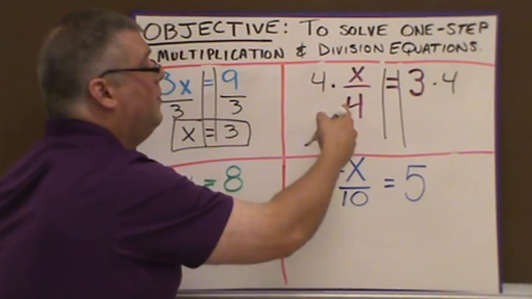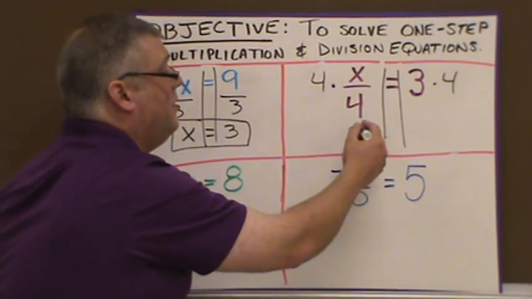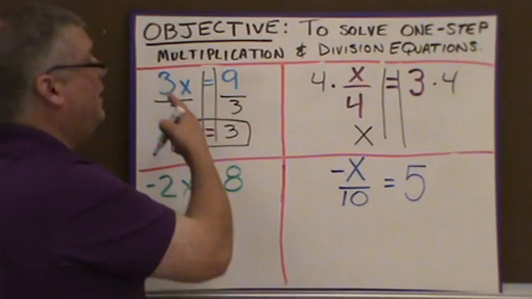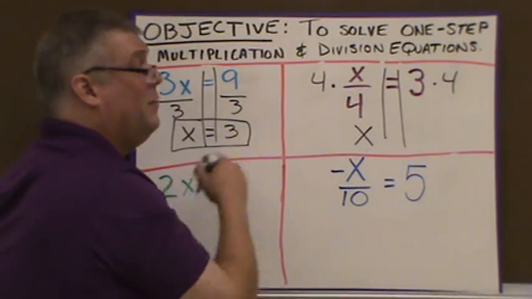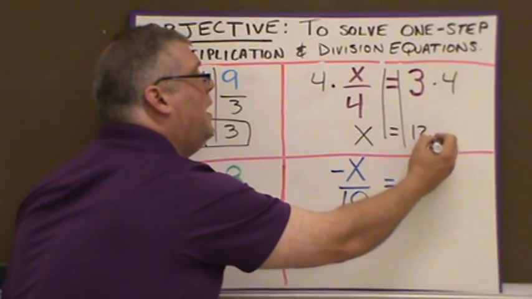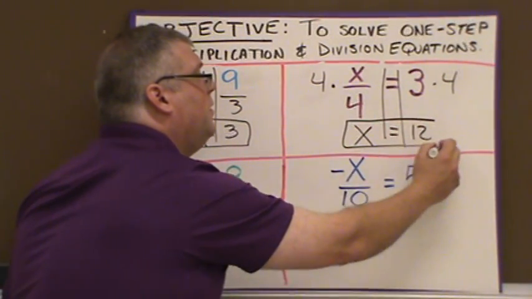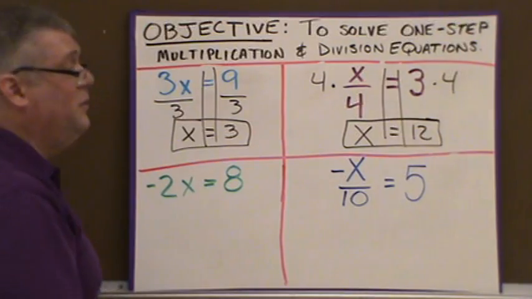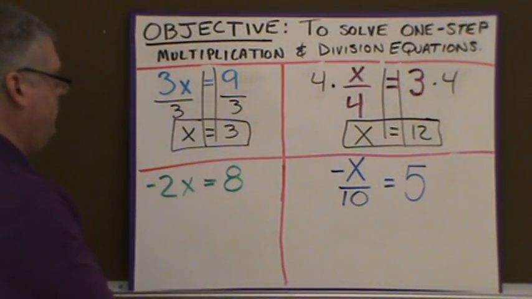4x over 4 is going to be 1 times x, which is going to give me x. Just like this worked out to be 3 over 3, this is going to work out to be 4 over 4. 3 times 4 is 12. x is all alone, it's positive. We have our final solution of x equals 12.